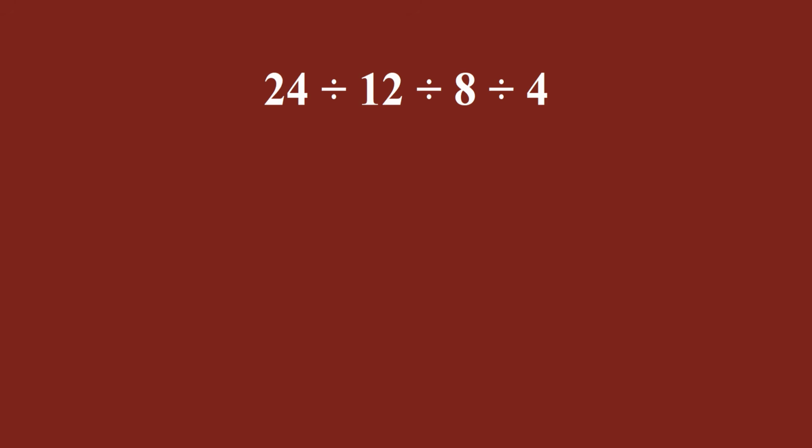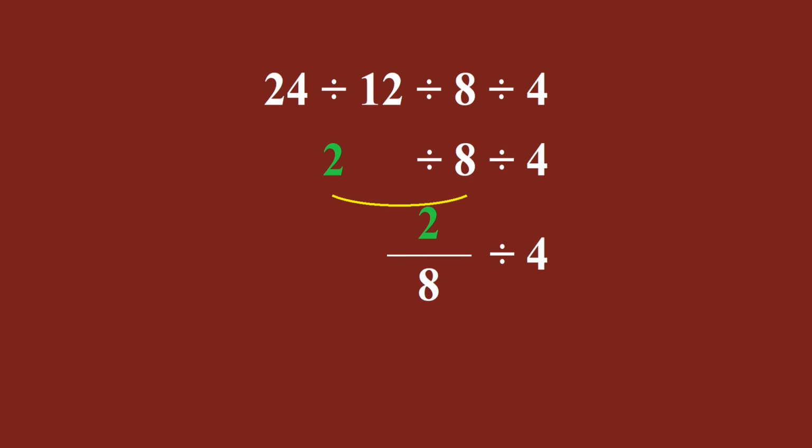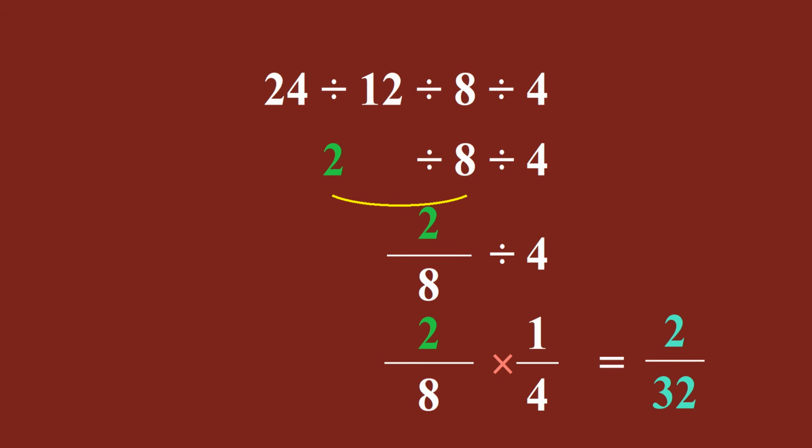So we have first this division: 24 divided by 12 equals 2. So we have 2 divided by 8 divided by 4, and we can write this part as 2 over 8 divided by 4. So we must keep the first fraction 2 over 8 and change division to multiplication times. Then flip the second fraction 1 over 4, which equals 2 over 32. And this is our final answer for this problem.